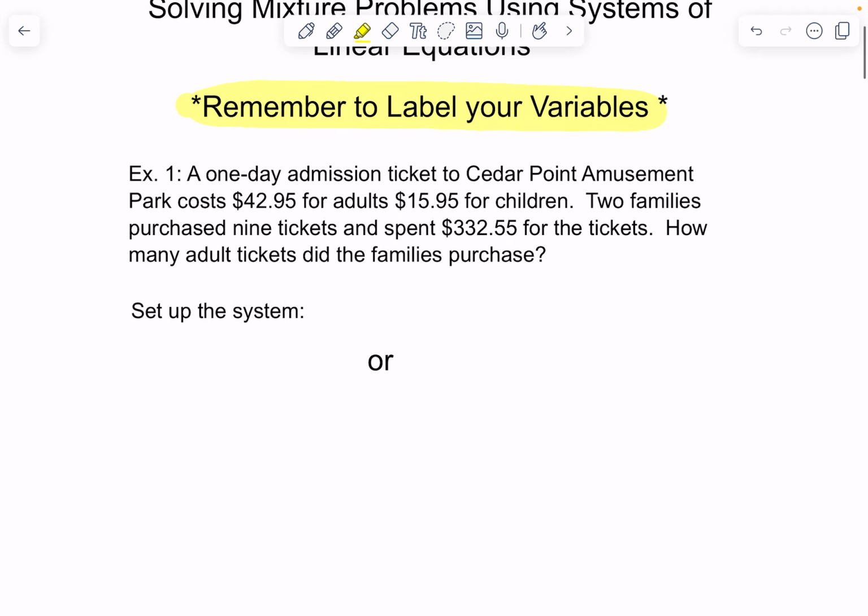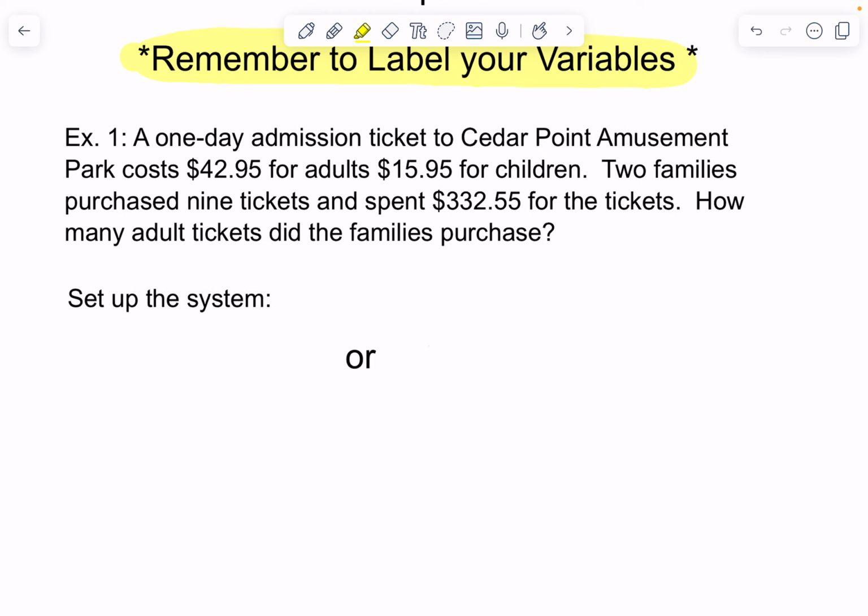A one-day admission ticket to Cedar Point Amusement Park costs $42.95 for adults, $15.95 for children. Two families purchased 9 tickets and spent $332.55 for the tickets. How many adult tickets did the families purchase? Let's go ahead and think about this.